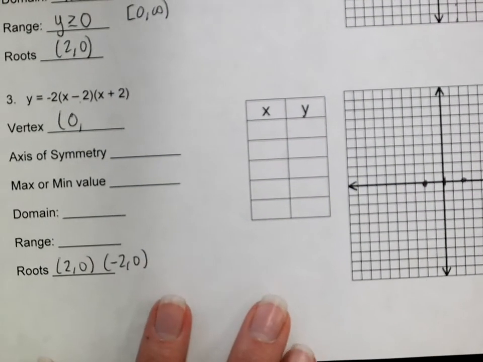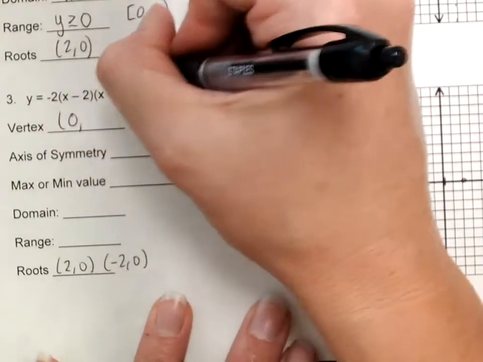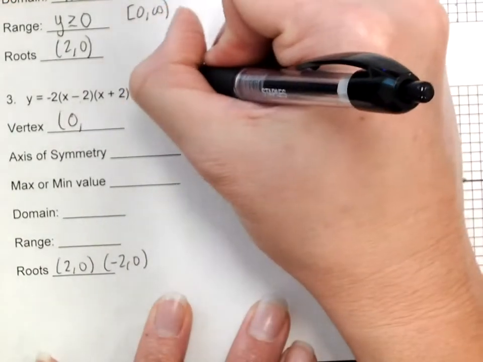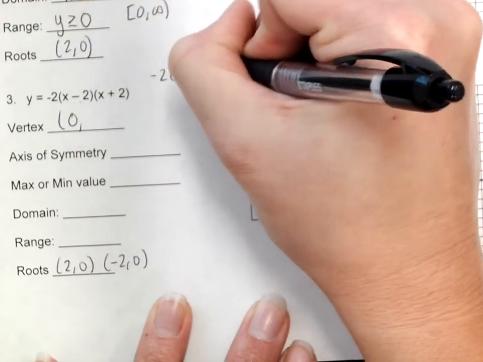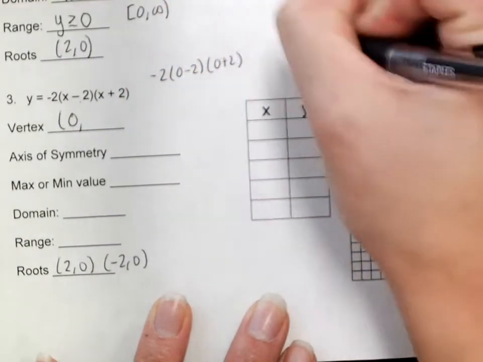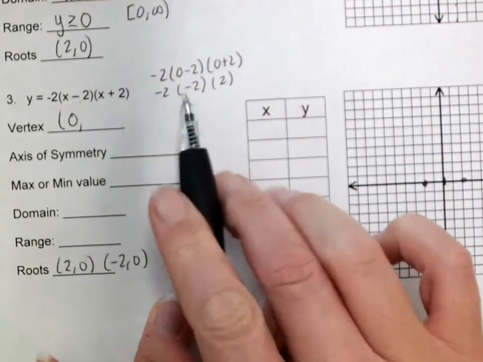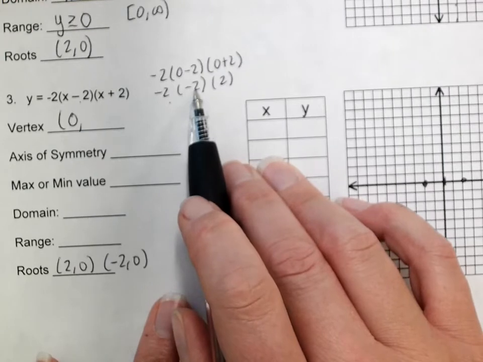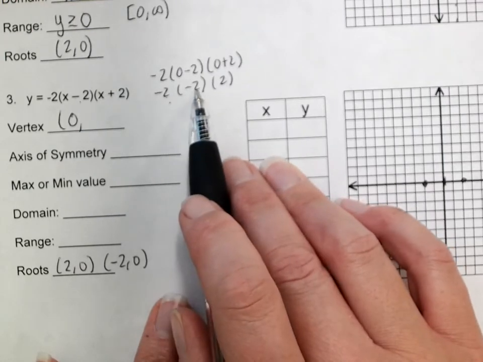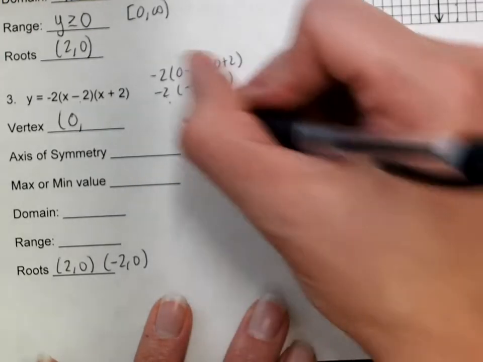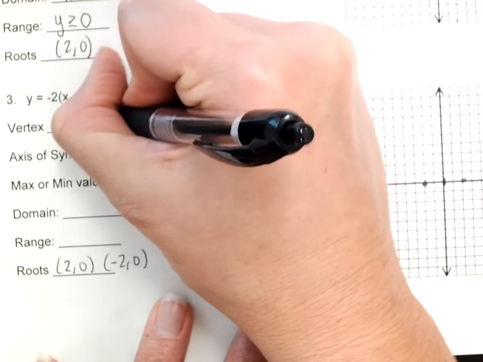Remember to find the y value of your vertex, you plug 0 in for your x's. So that's going to be -2 times (0 - 2) times (0 + 2), or -2 times -2 times 2. -2 times -2 is going to be positive 4, times 2 is 8. So 8 is the y value of your vertex.